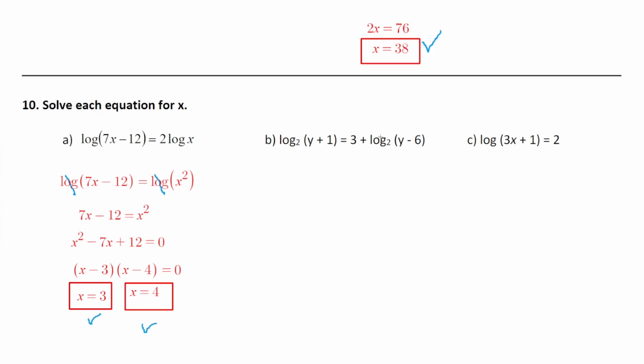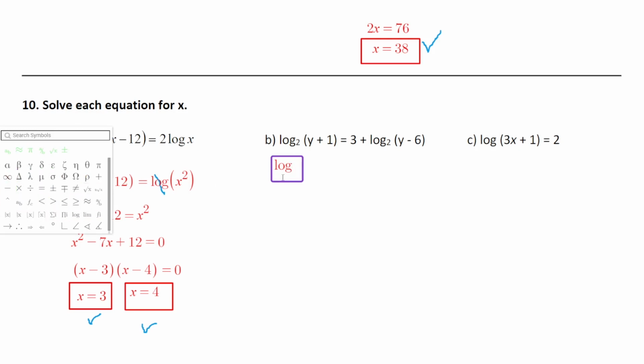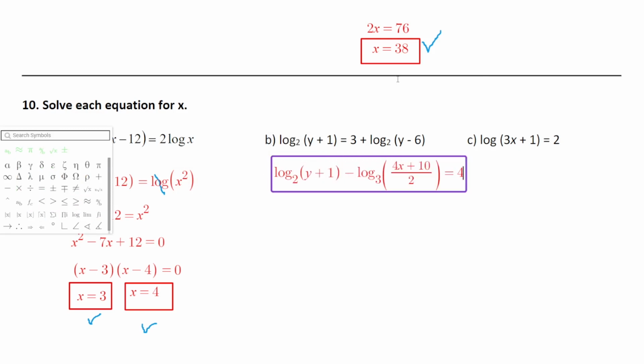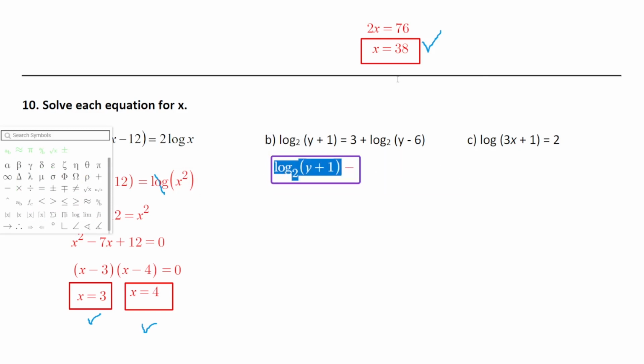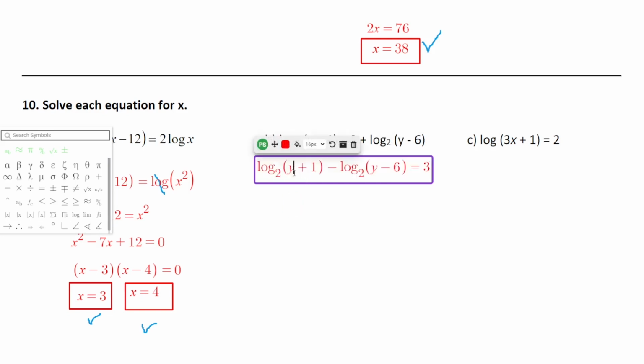Letter B. Really want to try to use the one-to-one property here, but this 3 is kind of in the way, unfortunately. So what I'm going to do is subtract that log base 2 that's currently on the right-hand side of the equation and move it over to the left, and we're going to end up combining these two logarithms using the quotient property. So I subtracted the log base 2 of y minus 6 on both sides. And so now I can combine these two logarithms. Notice they're being subtracted, so I can combine them using division.